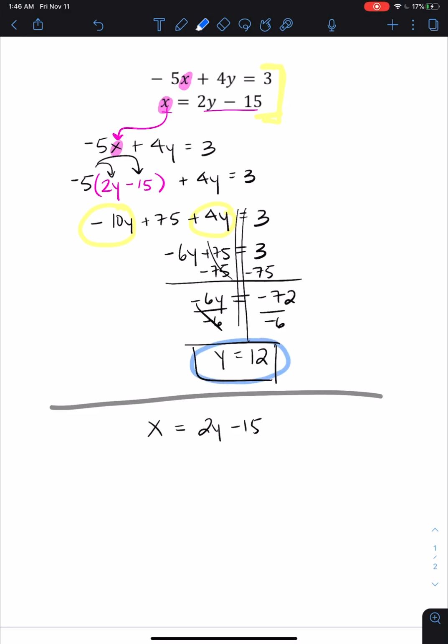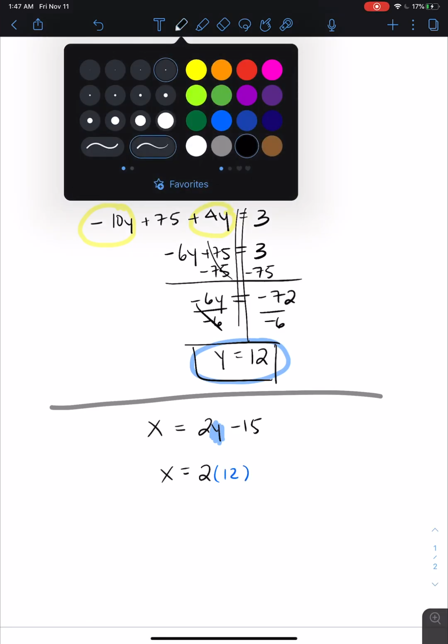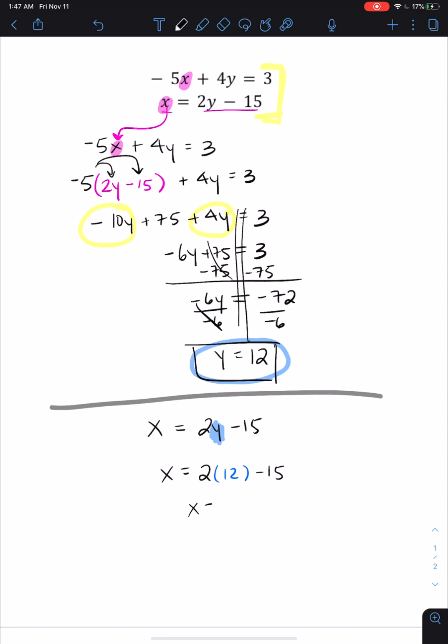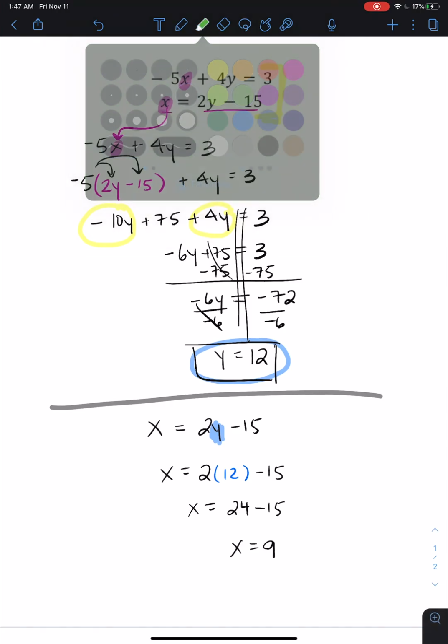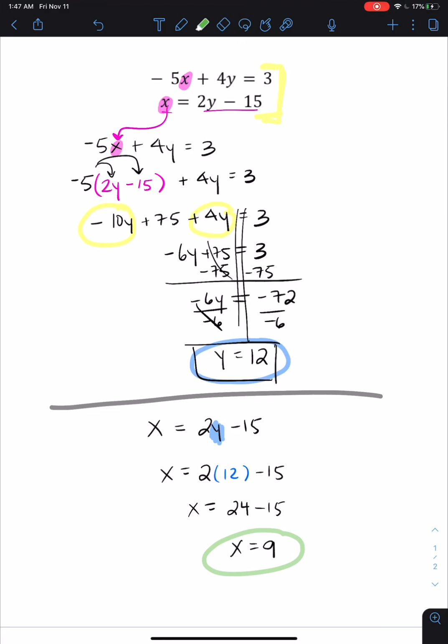So we have y is equal to 12, and I'm going to take that and literally just substitute it in here for y, and this is going to give me the value of x. So x is equal to 2 times 12 minus 15. So x is equal to 24 minus 15, and we get that x is equal to 9. All right, and now we can take our x and y, and this is our solution, and we can write it as (9, 12). So if I wanted to graph these two lines, I would get a solution of (9, 12).